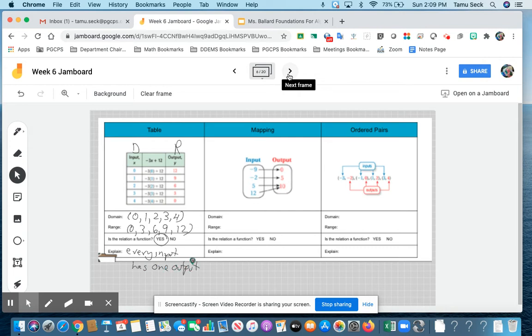Now, let's look at the domain and range for the mapping diagram. So the domain from least to greatest is -9, -2, 5, and 12. And the range, notice there are only 3 numbers in the range because 5 and 12 have the same output.